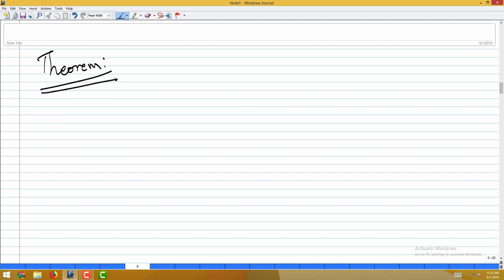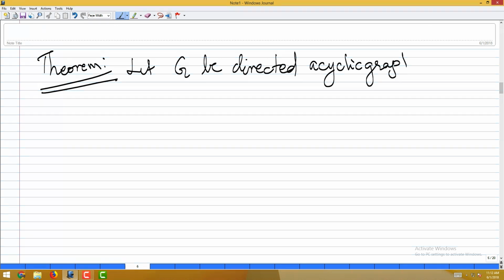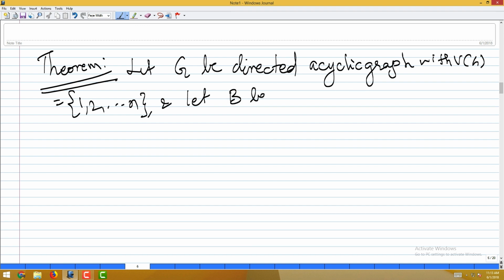So, the next result says that again we will start with a directed acyclic graph, because we will base our argument on this previous result. So, with vertex set being labeled 1 to n, and let B be the anti-adjacency matrix of G.